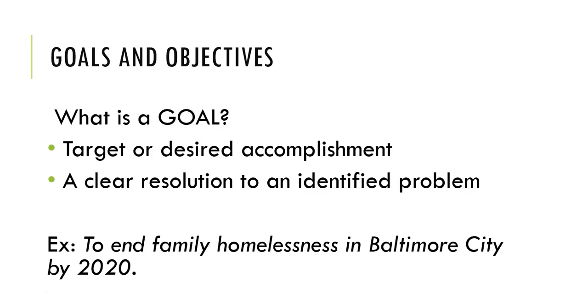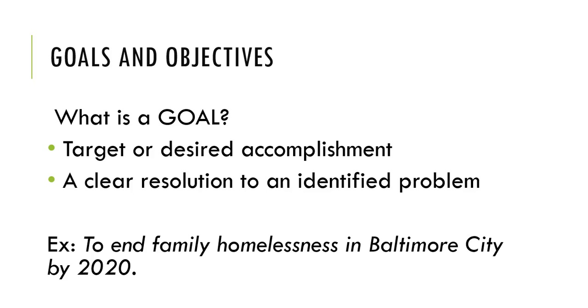So the next section is goals and objectives. So what is a goal? We use the word all the time, but in the context of program development, obviously it is very specific. A goal in this context is the target or the desired accomplishment. It's going to look like a clear resolution to the problem that you've identified. This is something that is lofty. A goal is something that your organization wants to work toward.